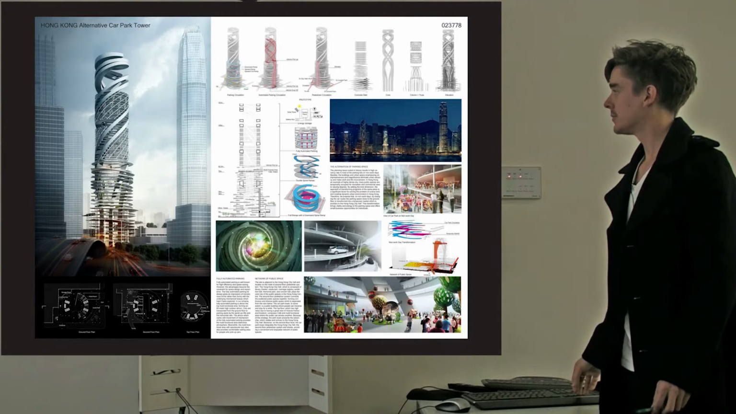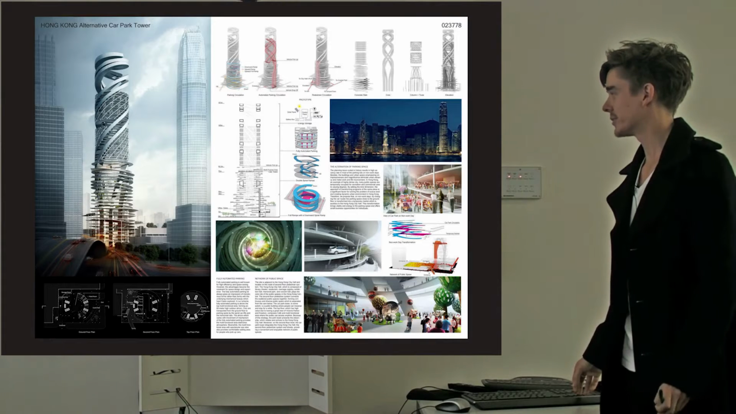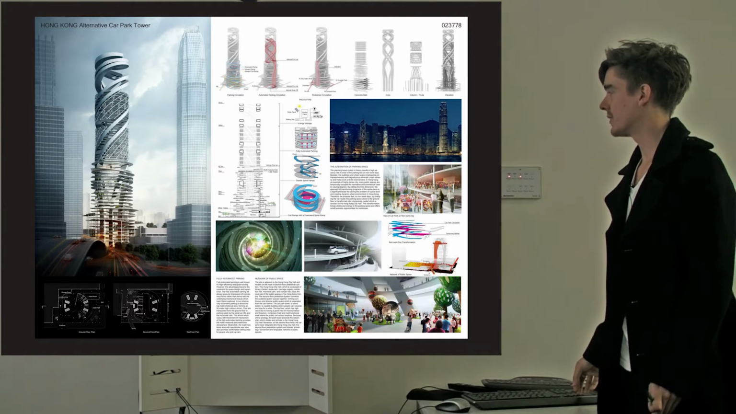Yeah. Vertical car park. Interesting. Lots of stuff going on, lots of complexity. Some cool diagrams of how it all works. And that's the winner as well.